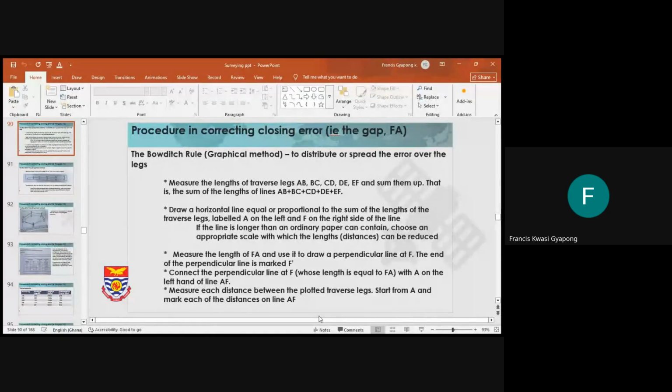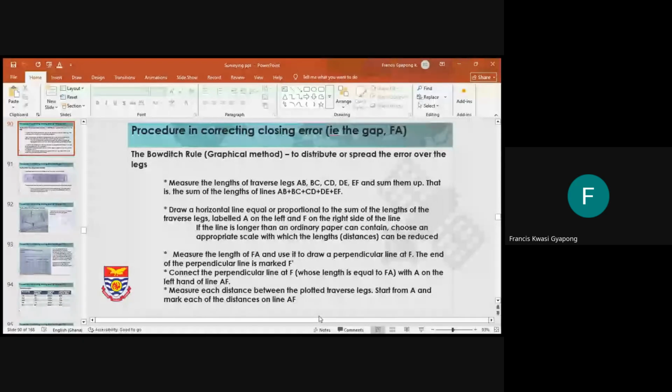Okay. So that is the total length of all the traverses we have plotted. That is the first bullet. We are done with that one. I hope you captured it. Let's move to the second bullet on your screen. We are going to draw a horizontal line equal or proportional to the sum of the lengths of the traverse legs, labeled A.